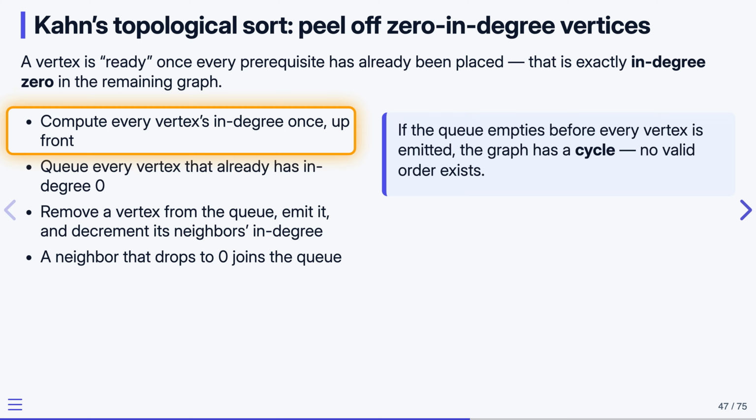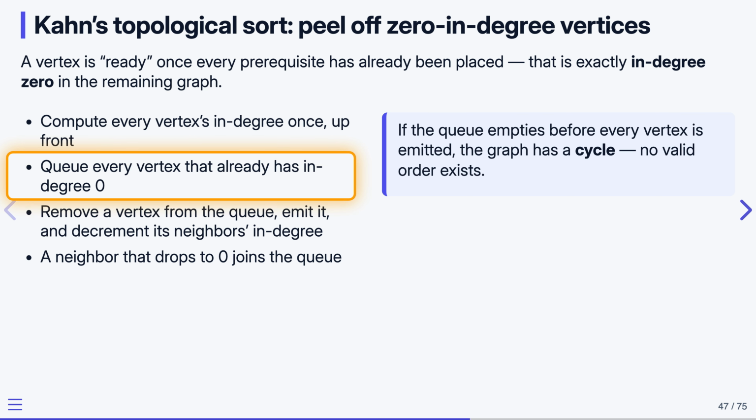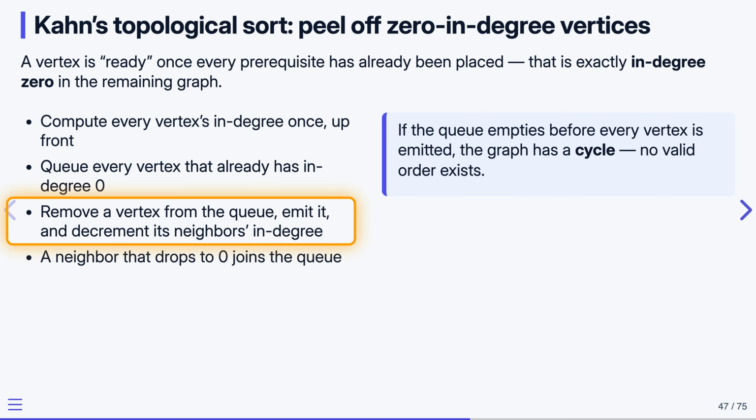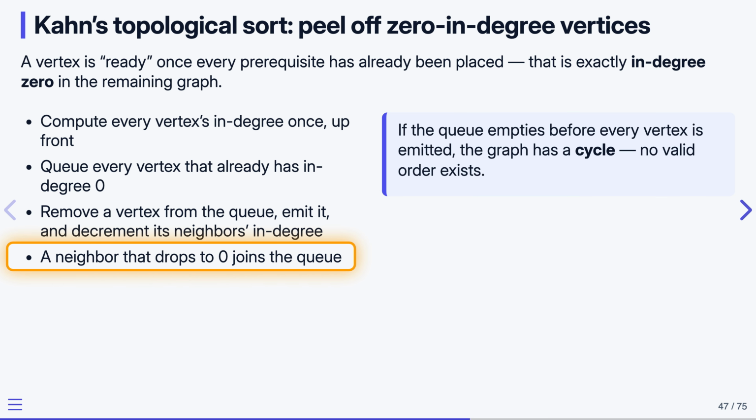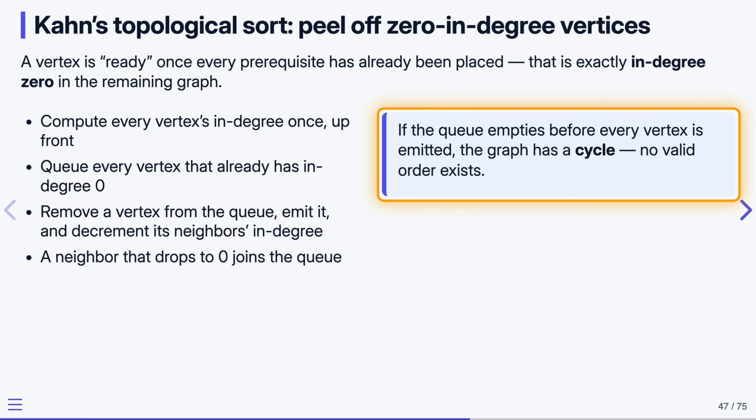First, we compute every vertex's in-degree once, up front. Then we queue every vertex that already has in-degree 0. We remove a vertex from the queue, emit it, and lower the in-degree of each neighbor by 1. A neighbor that drops to 0 is now ready, so it joins the queue. One key idea: if the queue empties before every vertex is emitted, the graph has a cycle, and no valid order exists.